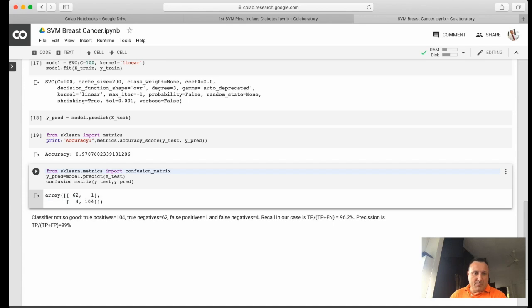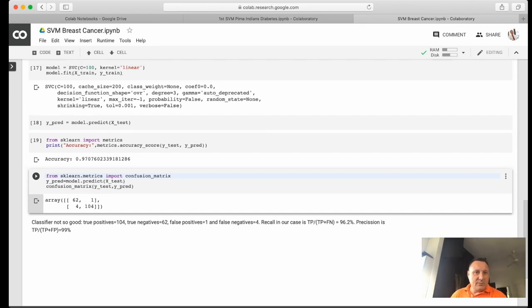The only drawback we have is that there's four false negatives, and of course we don't really like it. So here recall is 96%, whereas precision is 99%. We would rather have it the other way around, especially when you deal with cancer.